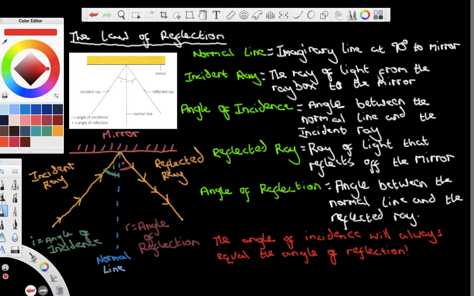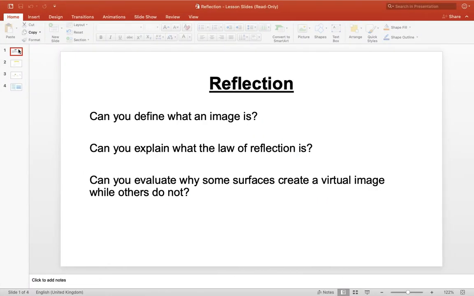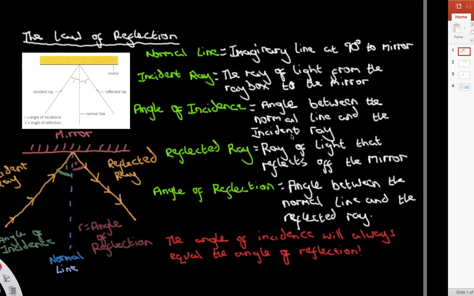So if we have a look back to our learning objectives, it says, can you define what an image is? You should be able to do that. And it says, can you explain what the law of reflection is? You should be able to do that now. You now need to be able to tell me why some surfaces can create an image while others cannot.